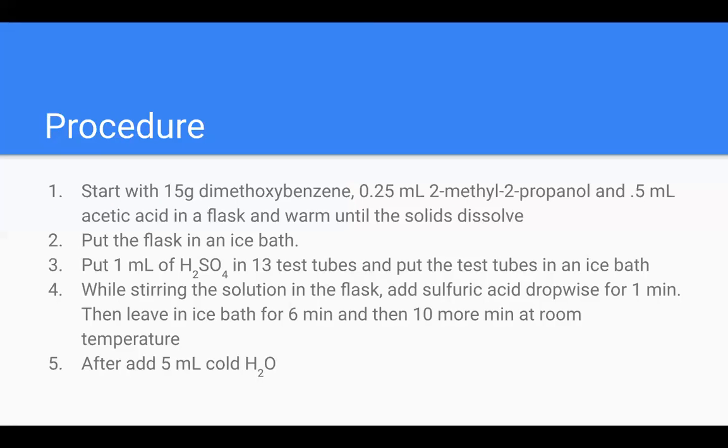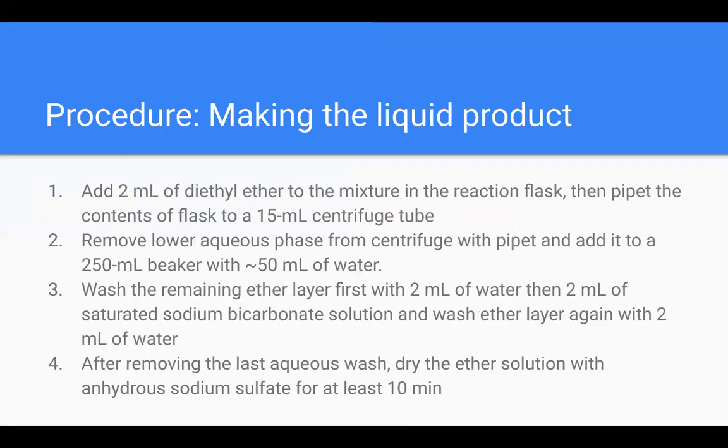While stirring the solution in the flask, we're going to add the sulfuric acid dropwise for 1 minute and then leave in ice bath for 6 minutes. And then 10 more minutes at room temperature. After that, we are going to add 5 milliliters of cold water. Once we do that, we're going to make the liquid product.